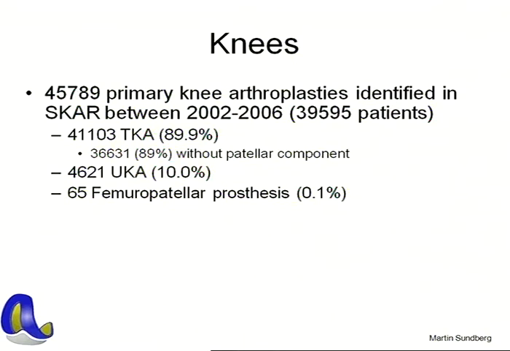So almost 46,000 primary knee arthroplasties in 40,000 patients were identified during this time period, and almost 90% of the knees were total knees, and of them, almost a further 90% were without a patellar component. 10% were uni knees, and we also have a small proportion of femoropatellar prostheses.